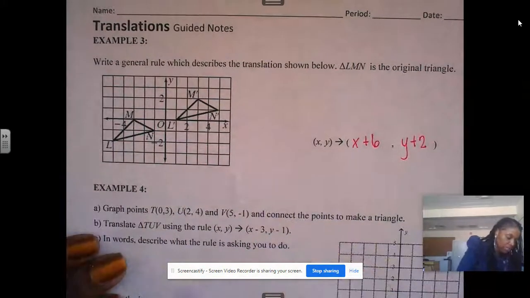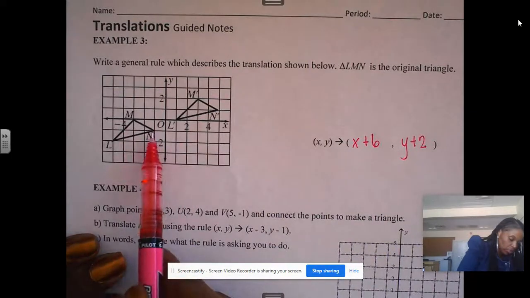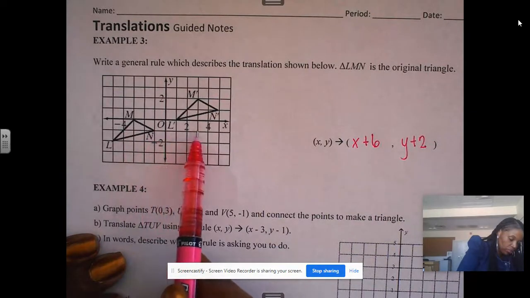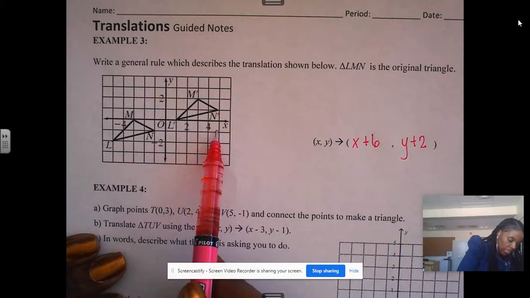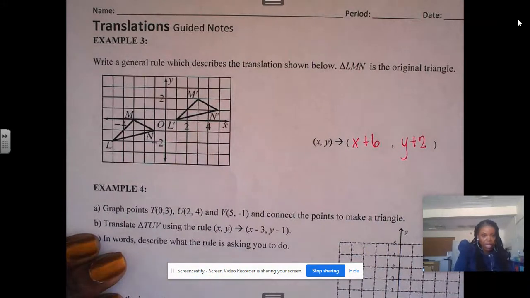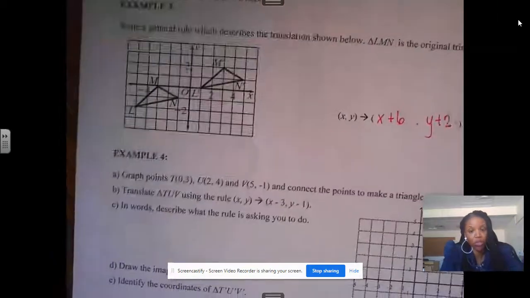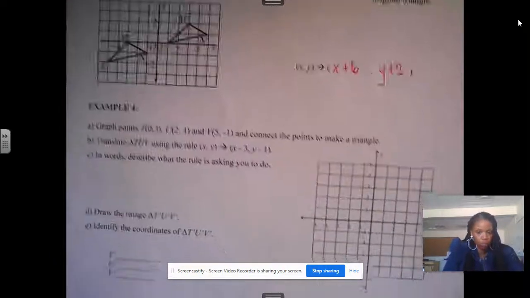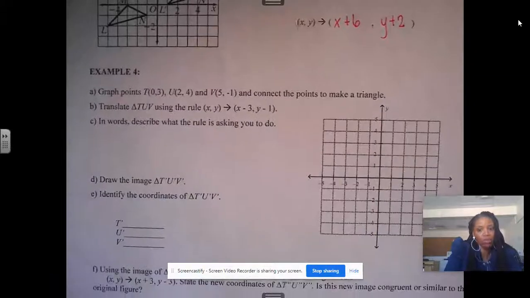And if you did the same thing on the end, if you went over 6 to the right, 1, 2, 3, 4, 5, 6, and then you went up 1, 2, it would give you your N prime, and your L prime would be the same. Because remember, you do the same thing to each point. So this is my last one.